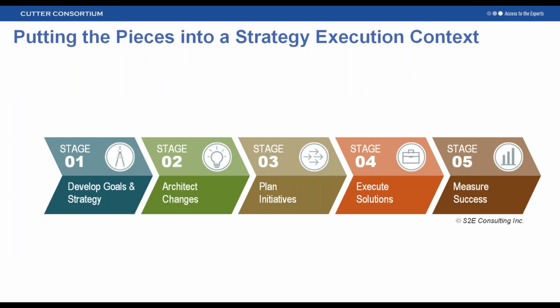So now let me give you a little bit of context about where these disciplines fit within an overall end-to-end strategy execution flow. As a side note, I've done other Cutter webinars and written articles on a topic called A New Vision for Strategy Execution. So if you'd like background on the set of chevrons you see here in the vision, there is information available from Cutter on that. But for today, I'm using it as a backdrop to give us some context. And so I will just point out that we have 5 stages here: develop goals and strategy, architect changes, plan initiatives, execute solutions, and measure success.